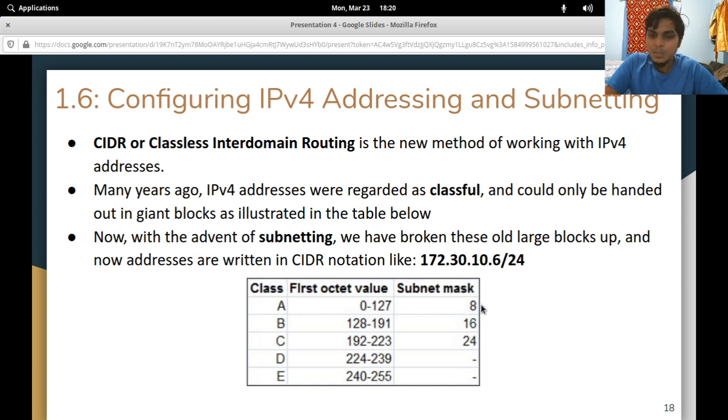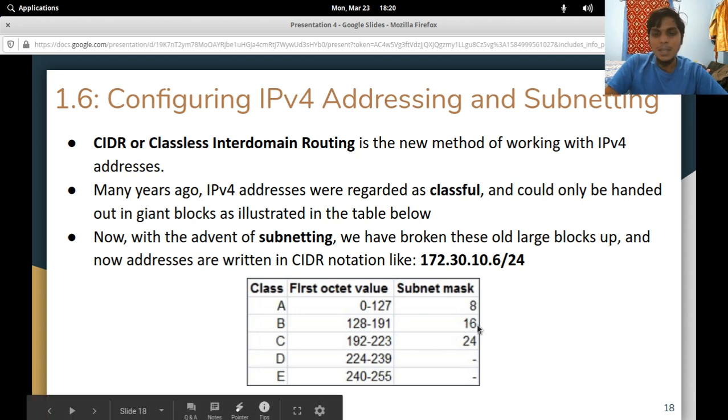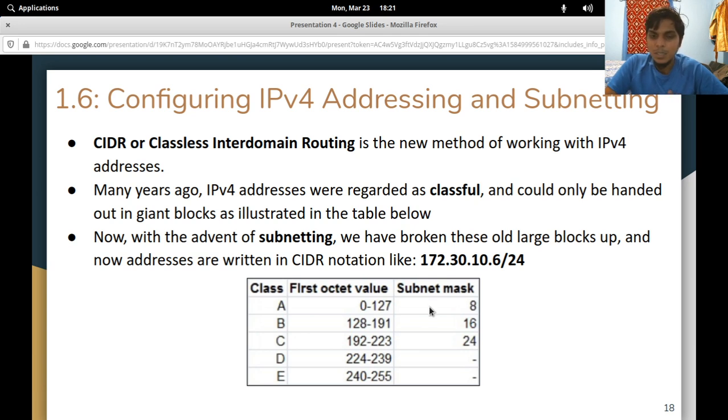Once upon a time, you could have gone to a regional internet registry and asked them for a whole /8 of addresses, or a whole /16, or a whole /24, and they would have given you a giant block like that, based on how big your organization is. Now we don't have that luxury anymore because we have run out of IPv4 addresses.